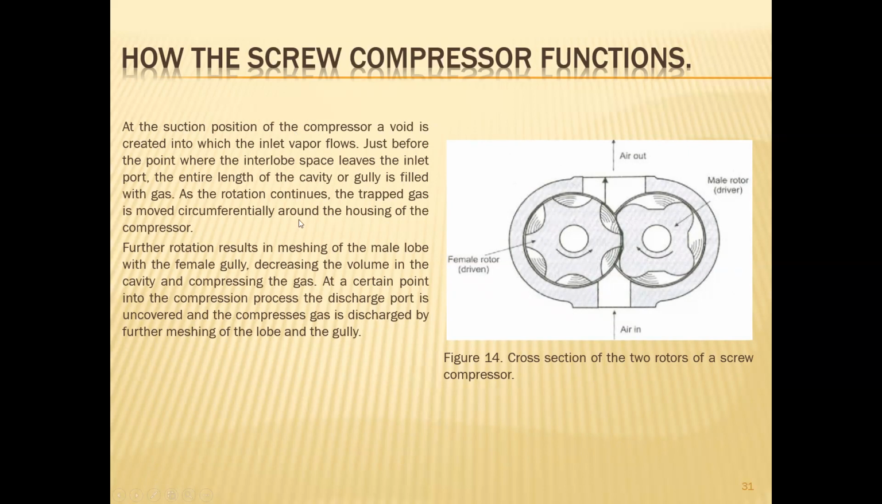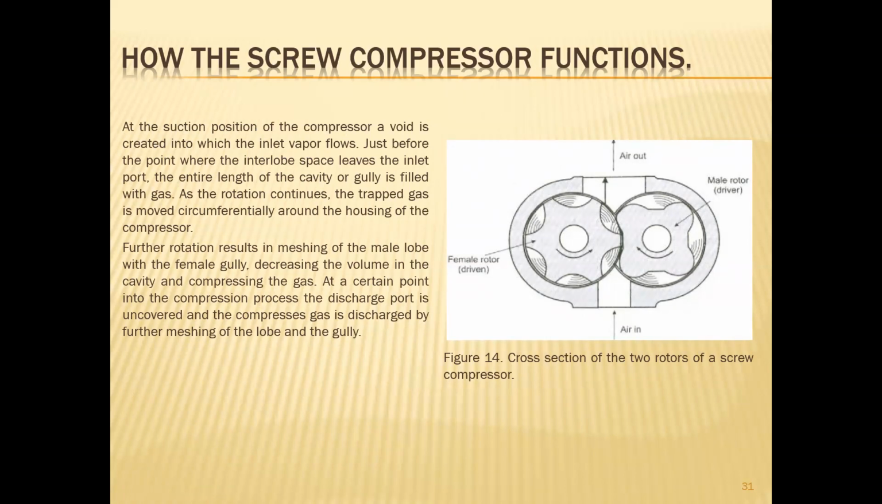Loob tayo. At the suction position of the compressor, a void is created in which the inlet vapor flows just before where the interlobe space leaves the inlet port. The entire length of the cavity or gully is filled with gas. So as the rotation continues, the trapped gas is moved circumferentially around the housing of the compressor.